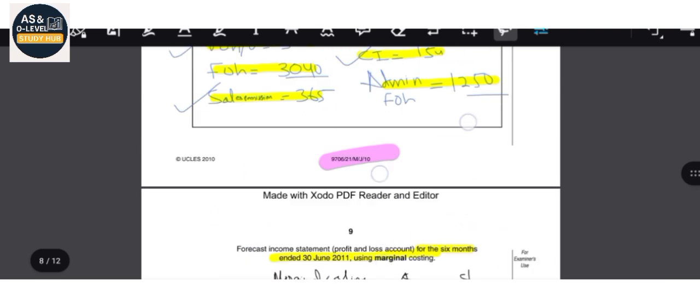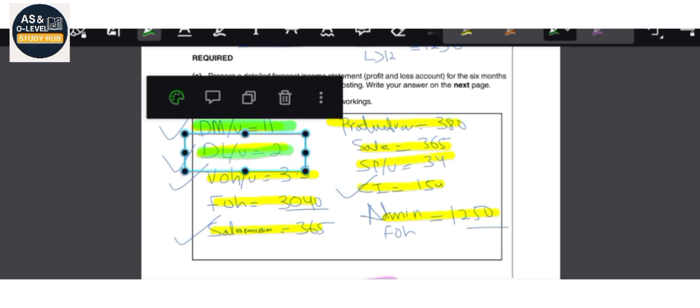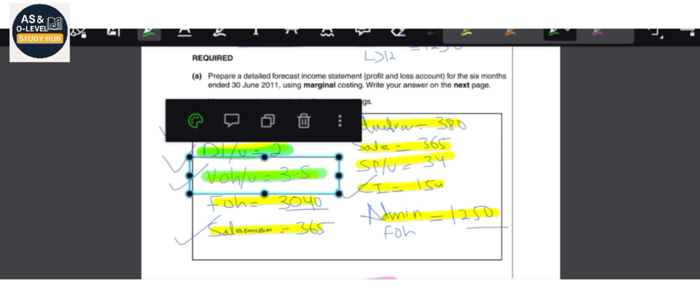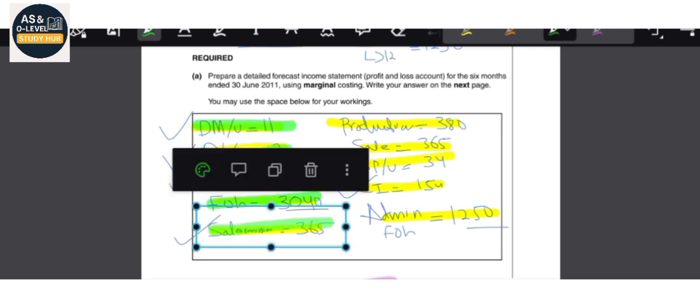Also, we extracted a few pieces of information from the question that will help us make the absorption costing profit statement and the reconciliation. Before starting, let me give you a quick recap of what we extracted. The direct material cost per unit was $11, direct labor per unit was $2, and VOH was 3.5. FOH was 3040 and sales commission was 365.